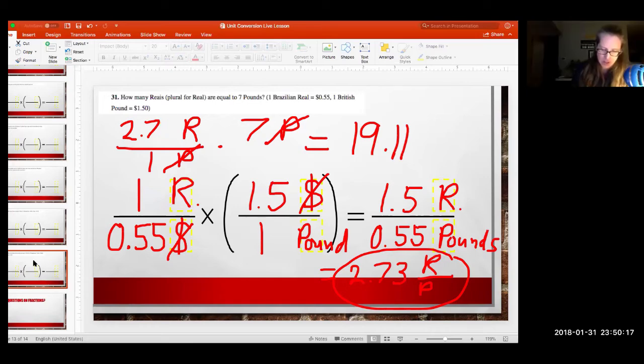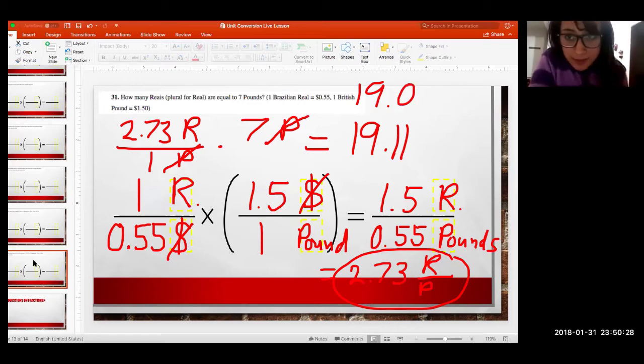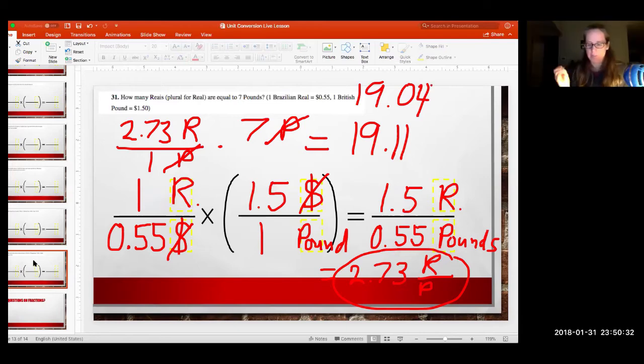So, and you got 19.04. Okay. When you're taking a test and you have multiple choice answers, if you see this for your answer, you're going to be able to figure out that that's the right answer. So that's good.